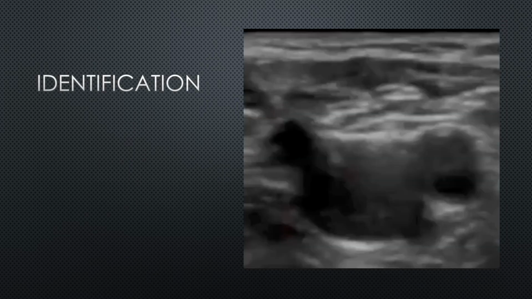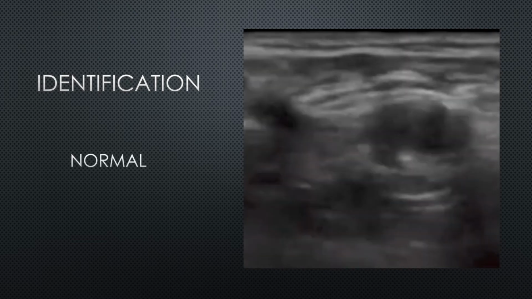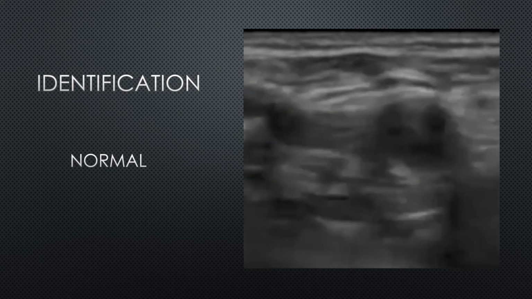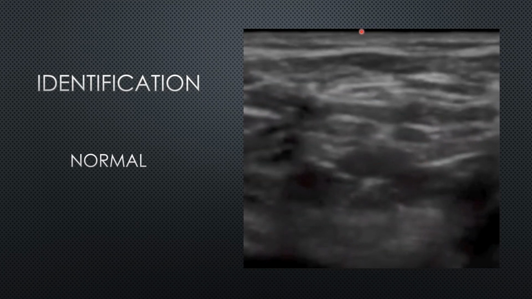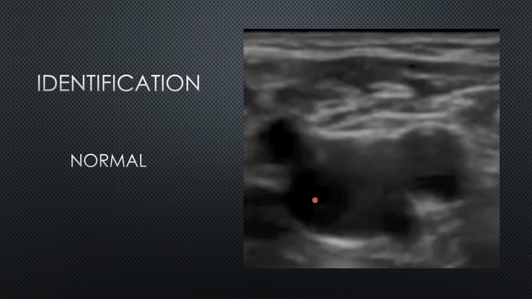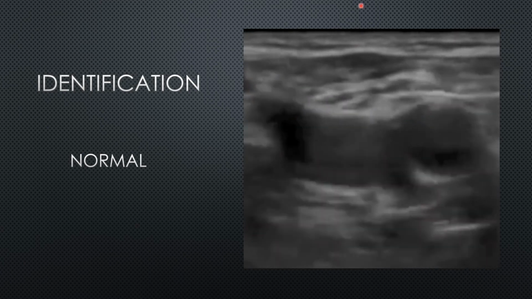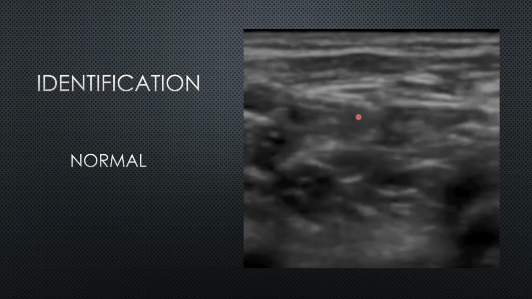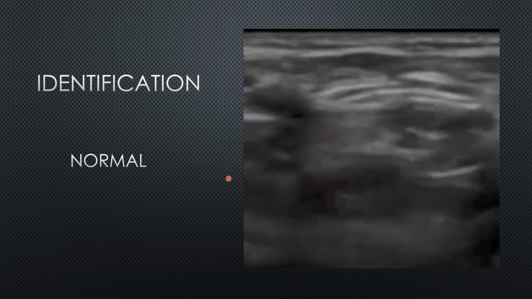So how do we scan for DVTs? Well, we use compression. We actually press with the probe to bring the vein walls together to make sure there's no clot within it. So this is a normal DVT scan. So we're pressing with the probe and we're bringing the anterior and posterior walls of the vein together. So here's the anterior wall of the vein, and here's the posterior wall. And when we press down with the probe, those two walls come completely together. So we know there's nothing in between.